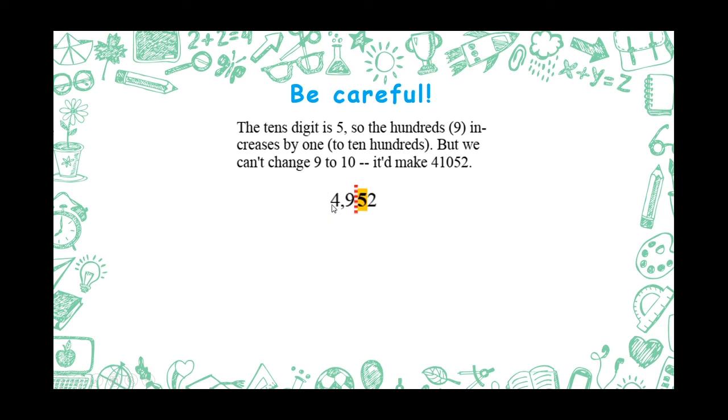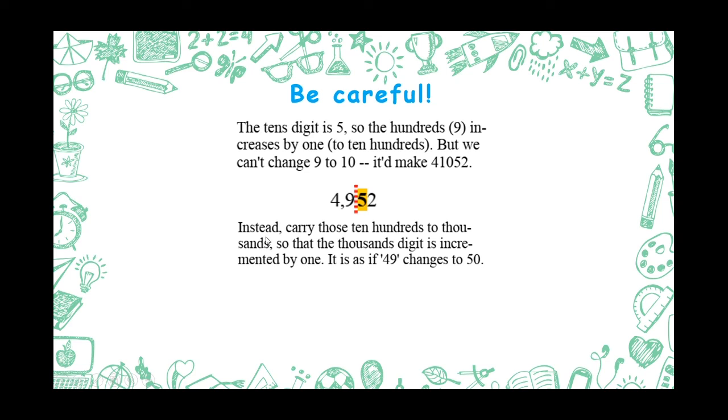We can think of this as 4,900 is like 49 hundreds. If we have one more 100, it's like 49 plus 1. 49 plus 1 is 50. Okay, let's read together. Instead, carry those 10 hundreds to the thousands, so that the thousands digit is incremented by 1. It is as if 49 changes to 50. Okay, you see here? For 49, we change to 50.